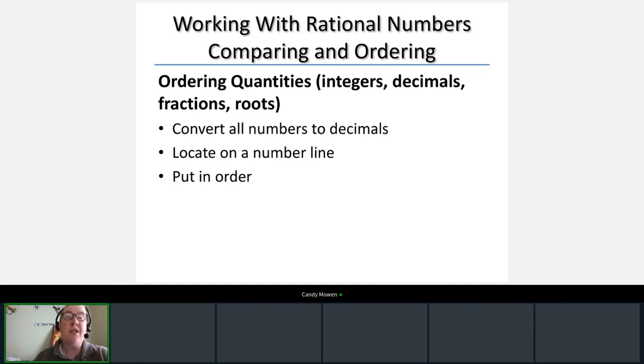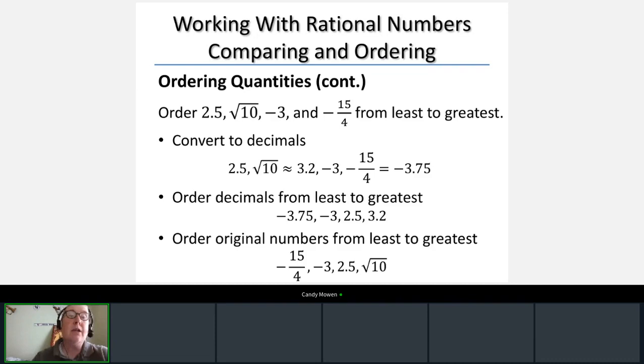Convert all numbers to decimals, locate on a number line, and then you're going to put it in order. Now here, if we have 2.5, square root of 10, negative 3, and negative 15 over 4 from least to greatest, we convert them to decimals. Order decimals from least to greatest: negative 3.75, negative 3, 2.5, 3.2. And then put them in order as original. Always go back to the original order after you have figured out which is the greatest or least. Okay, so that's what you want to do when you are comparing.